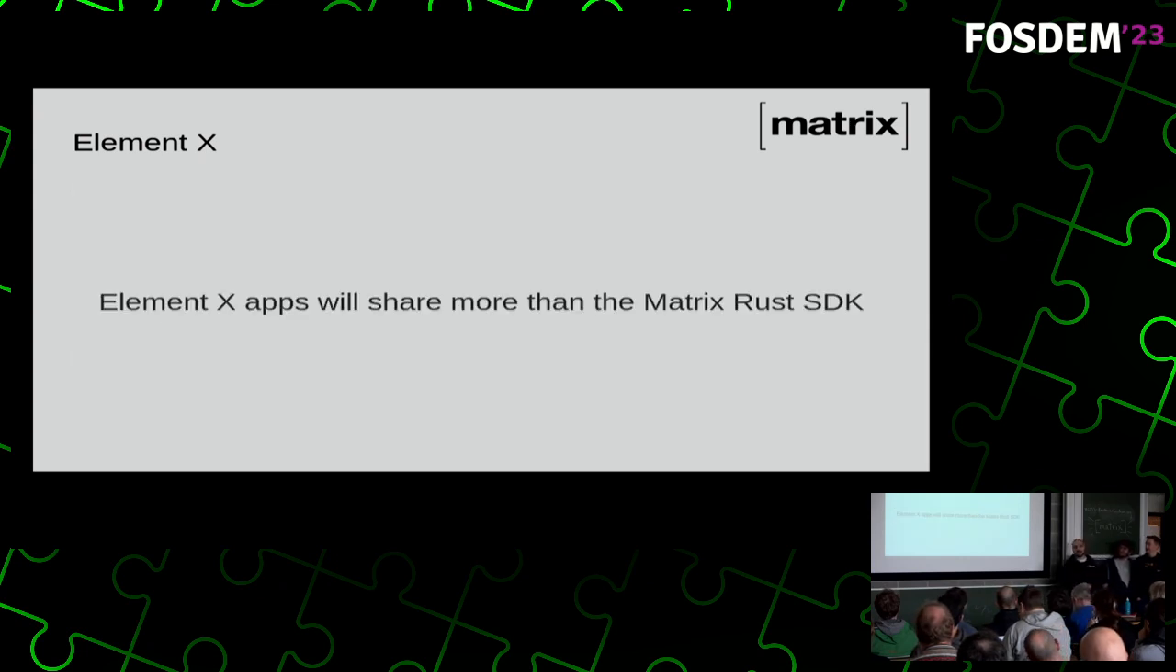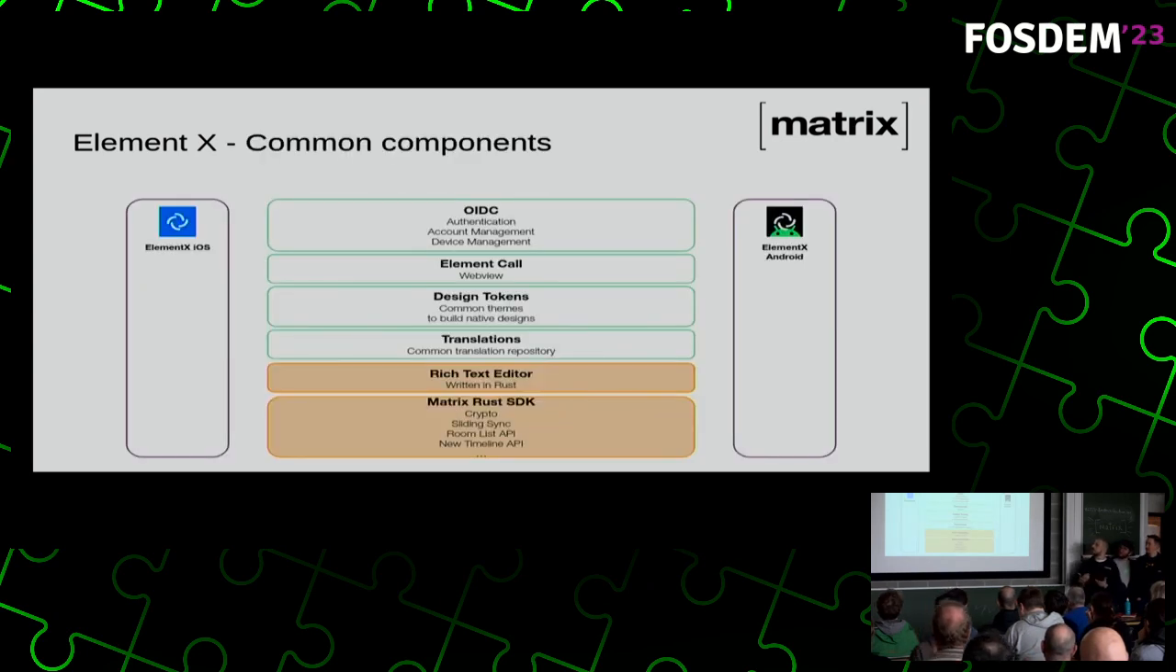But of course, ElementX is going to share more than just the Rust SDK. We're trying to build other components that we hope to share not just across ElementX, but across multiple projects. For example, we want to build an OpenID Connect component, an Element Call component. And since the two apps are pretty much the same app on different platforms, they're going to share translation, they're going to share design tokens. So why don't we just make a component to share these elements already?